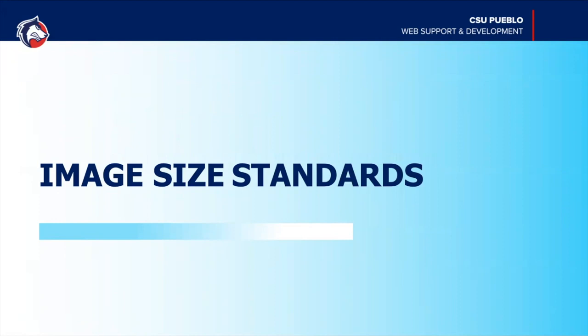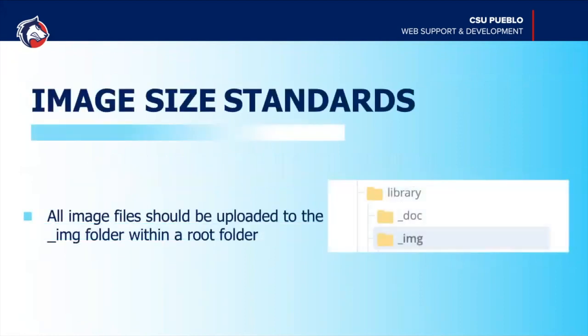If we recall from the other training videos, we have specific size standards that we need to abide by, as well as naming conventions. All of the images should fall within the underscore image folder within a root folder of Cascade. If you have no idea what this means, I highly recommend you hit pause and watch the other videos from the Basic Editor Training Review.